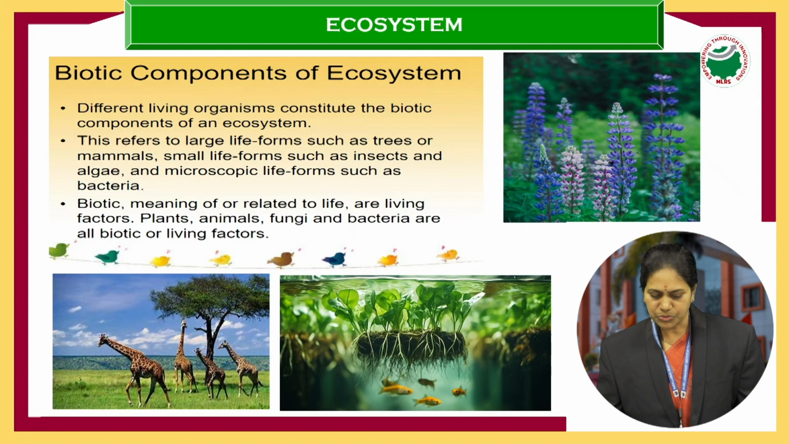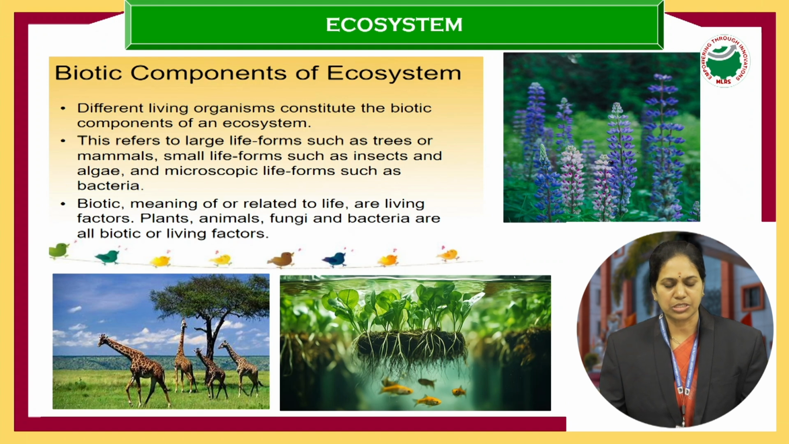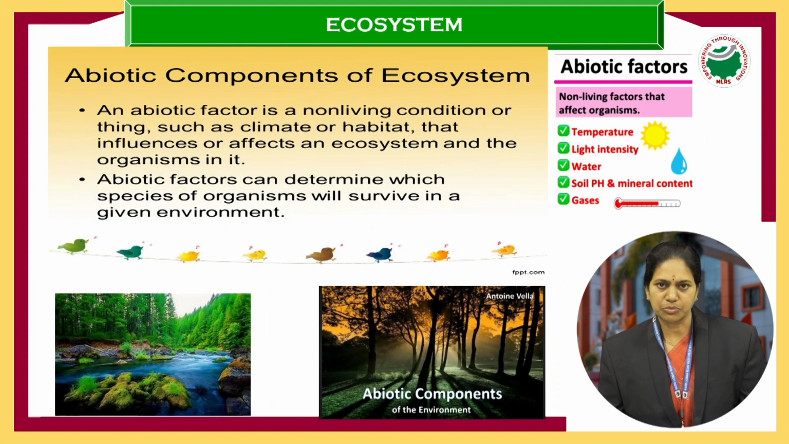So what are the biotic components of an ecosystem? These are the different life forms. It may be insects, algae, amphibians, or small microscopic life forms. All of these are included in the biotic components of an ecosystem. It can be fungi, algae, the living components. You can see different forms of life, and all these are included in biotic components.